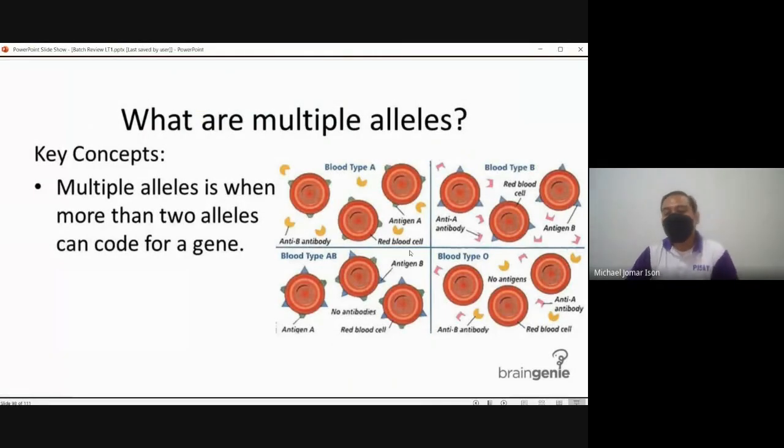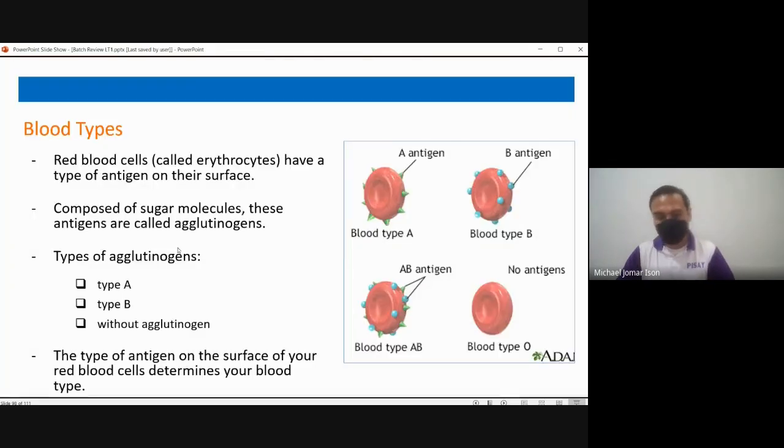Okay, now for multiple alleles, you're very familiar with this as well. Basta sinabi multiple alleles, more than two alleles, there can be three, there can be four, and several alleles of that. Now, we have discussed this very, very thoroughly. So, I'm just going to go very, very fast here.